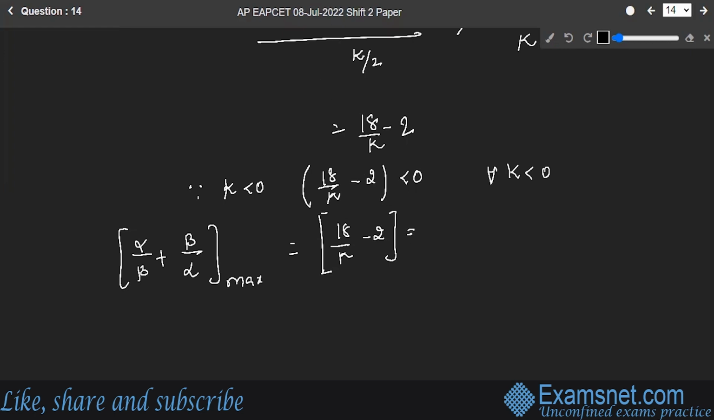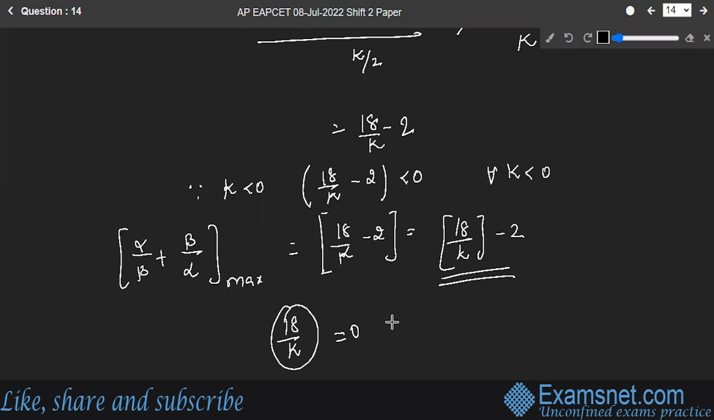I'm writing this as 18 upon k minus 2. Now in order for this term to have the maximum value, because this is a negative number, right? You need to have this equal to 0. Then only this whole expression will come out to be minus 2, which will be the maximum value. Otherwise, when you will add a negative number to it, the value will keep on decreasing. I hope you got this thing, right?